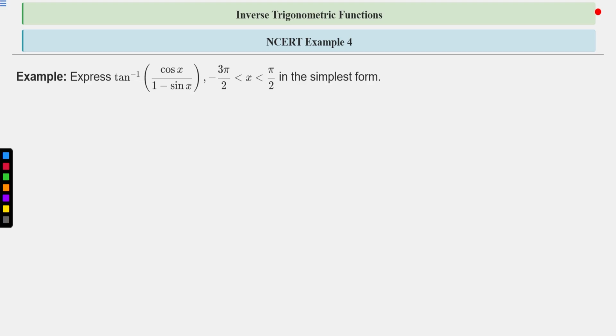See, the hint of this question is, first you try to simplify the term inside, cos x upon 1 minus sin x, right? Try to simplify cos x upon 1 minus sin x by taking some half angle formula. By taking some half angle formula, you will be able to get this into the simplest form, right? Okay, so let us see.